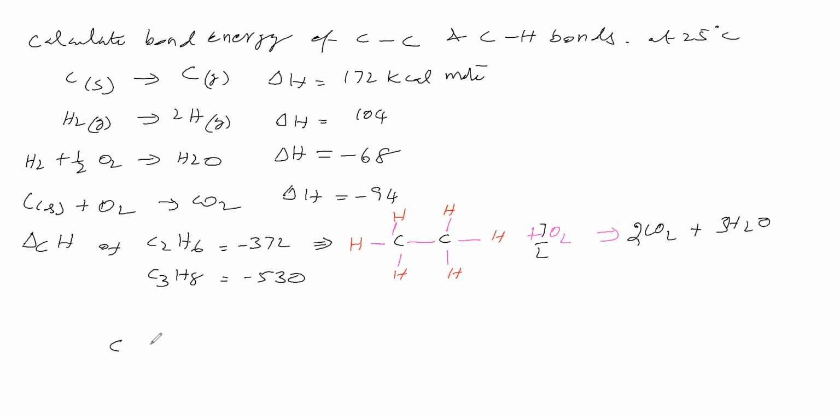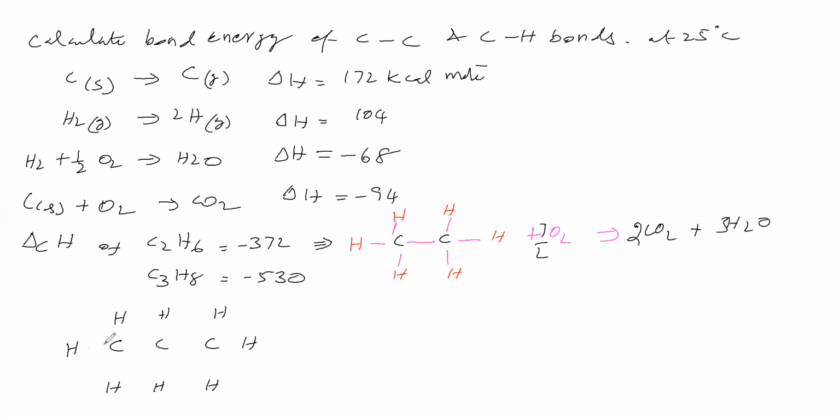We will write 3 carbon atoms like this, and 8 hydrogen atoms are there. Let us give 3 hydrogen atoms to the terminal carbons. Terminal carbons, 3 hydrogen atoms. Center carbon, 2 hydrogen atoms we will give. Therefore, totally 8 hydrogen atoms.